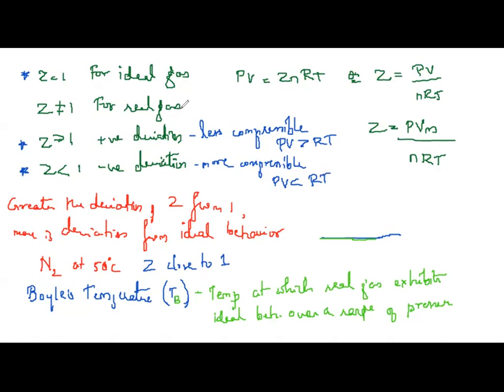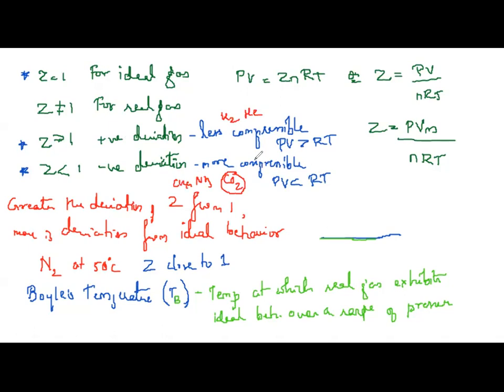Examples for Z greater than 1: you have hydrogen and helium, which at all pressures always show positive deviation. Negative deviation: carbon dioxide, ammonia, CH4. Carbon dioxide is such a gas that it shows both positive as well as negative deviations.